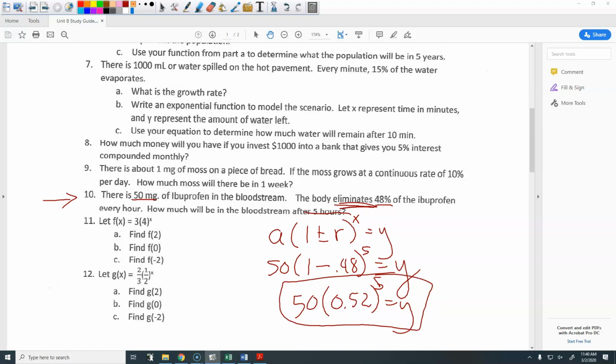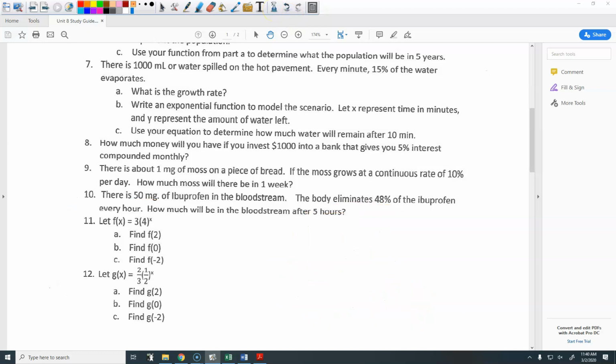There it is. So for the word problems, you have to decide which formula you're using. If you see the keyword continuous or compounded, you're using one of the special formulas. If you don't, you're using the first one we used and the last one there. And just plugging stuff in, and that's it. All right, let's go ahead and take a look at number 11 here.